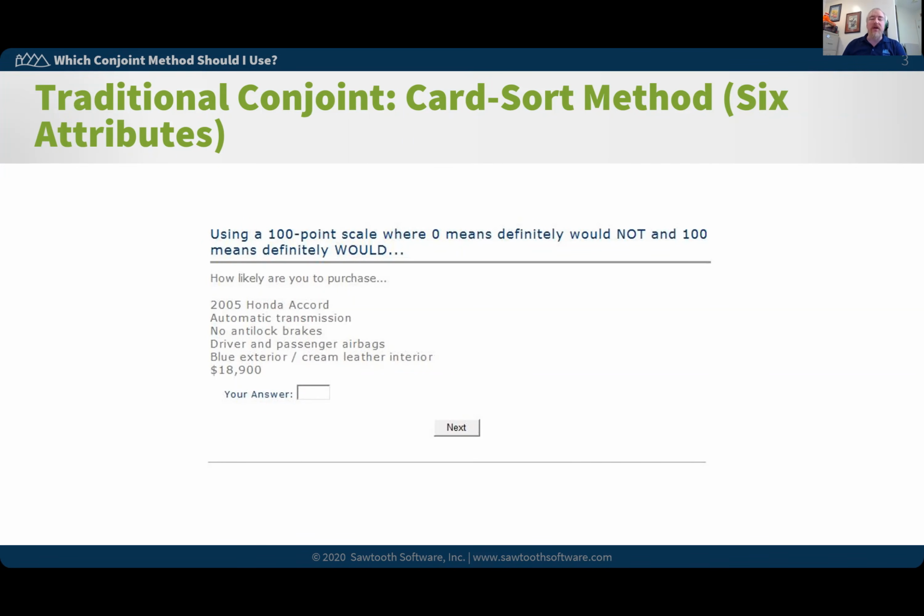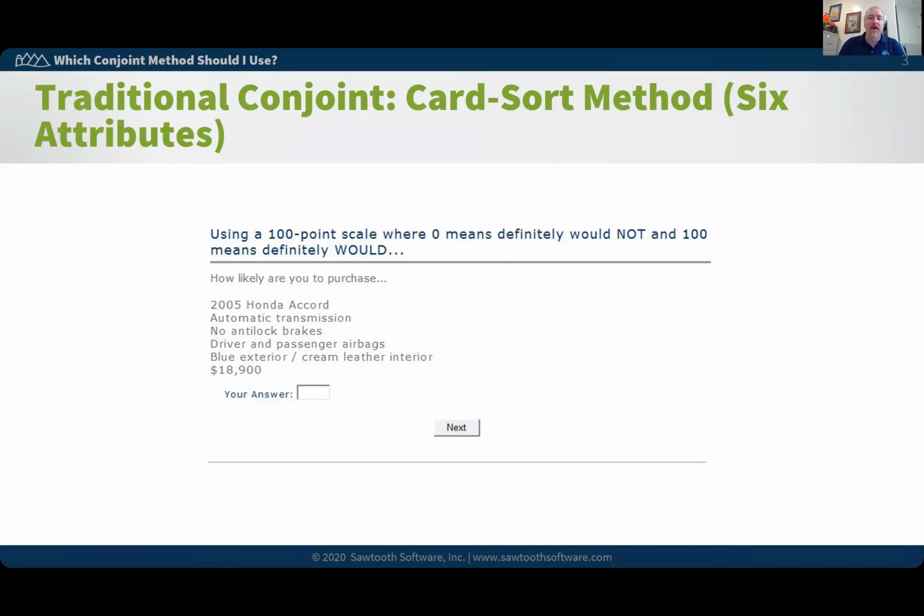So with traditional conjoint, what respondents do is we show them a product profile, and in a typical case, we'd show them a product profile like the one shown here on the screen, and then they'd give us a 0 to 100 point scale, for instance. So we say, hey, how much would you like this car? And they look at this and say, oh, it's a 2005 Honda Accord with automatic transmission, no anti-lock brakes, has driver and passenger side airbags, blue exterior, cream leather interior, and I can get this car for $18,900.